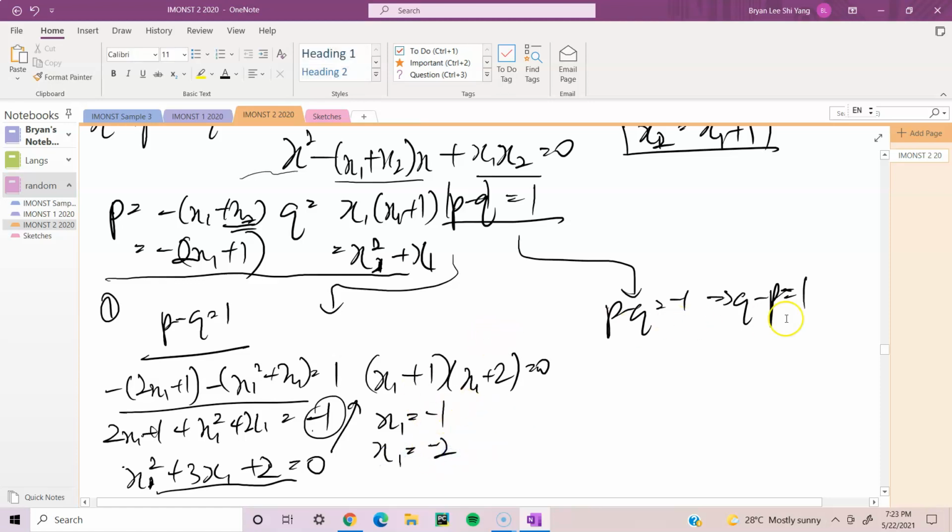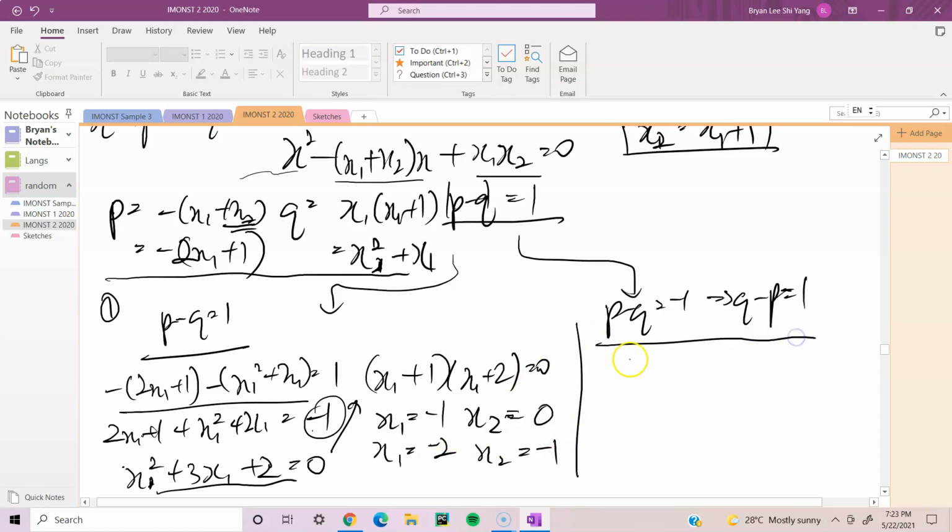And then from our above assumption of x2 being x1 plus 1, we will have x2 equals x1 plus 1, which is -1 plus 1, which is 0. Then for the other one, x2 would be -1. So this is the first case. I'll settle p and q later.